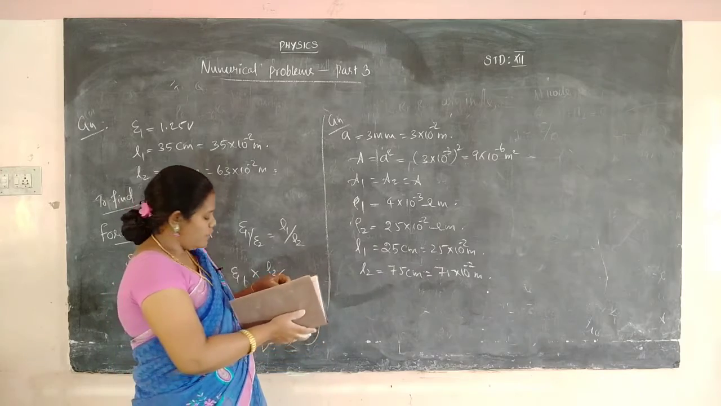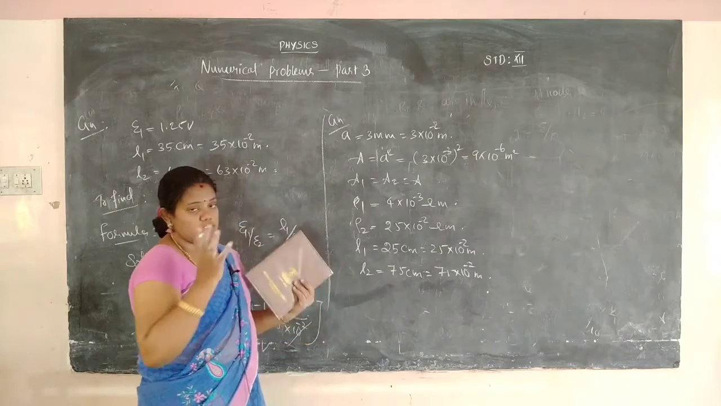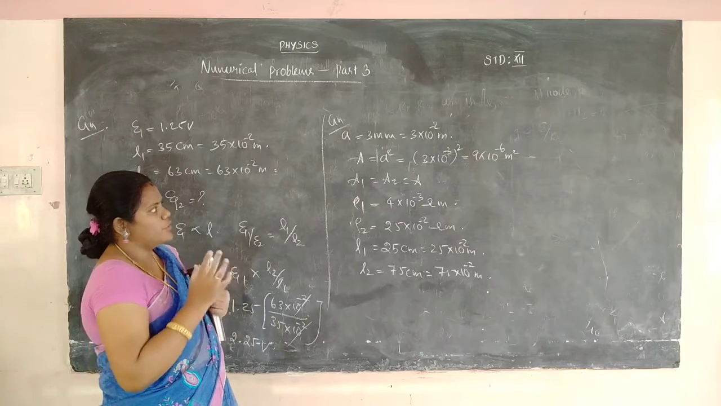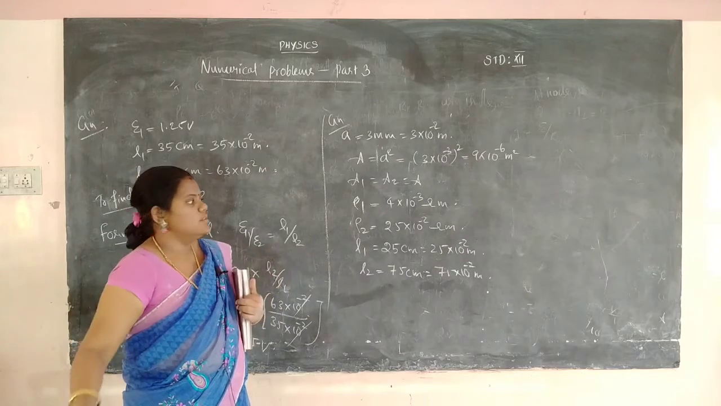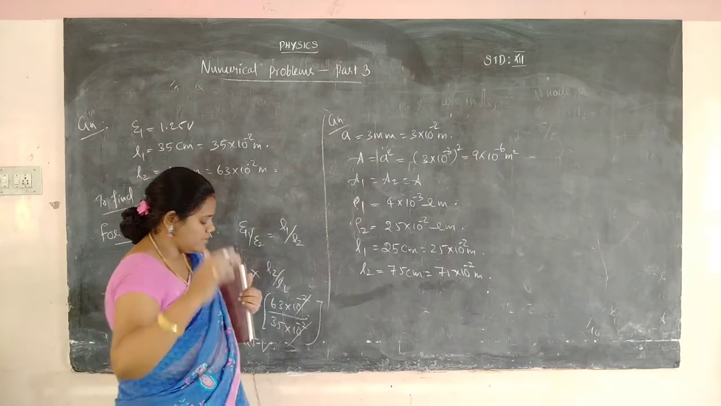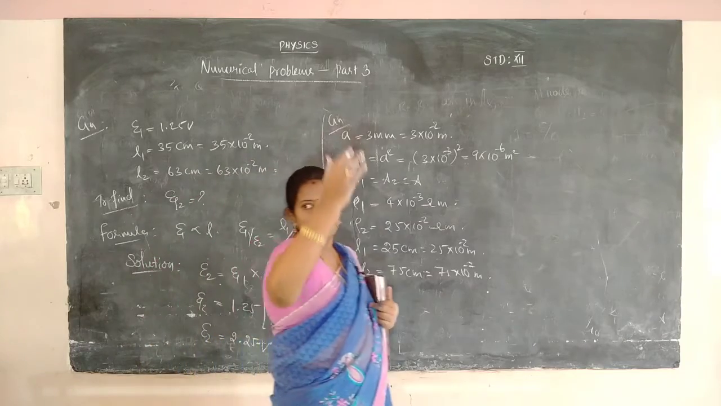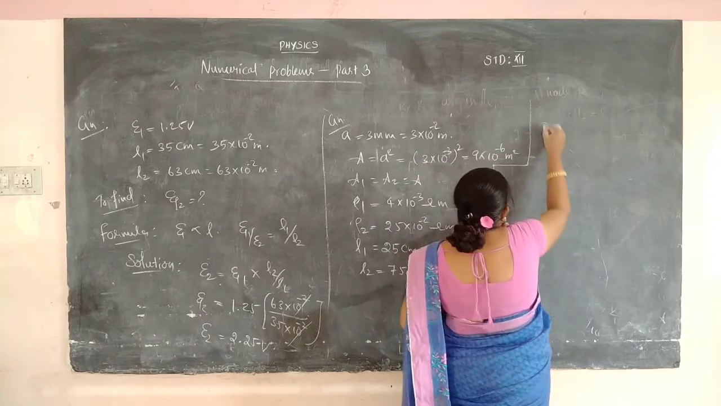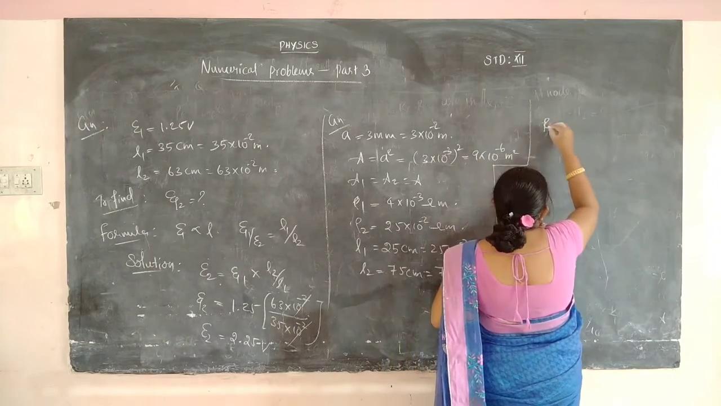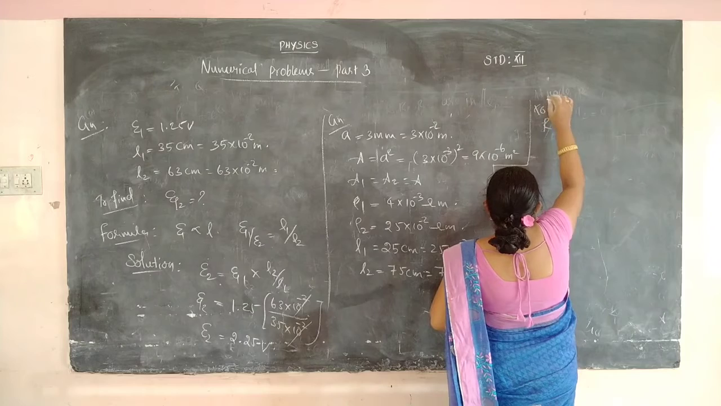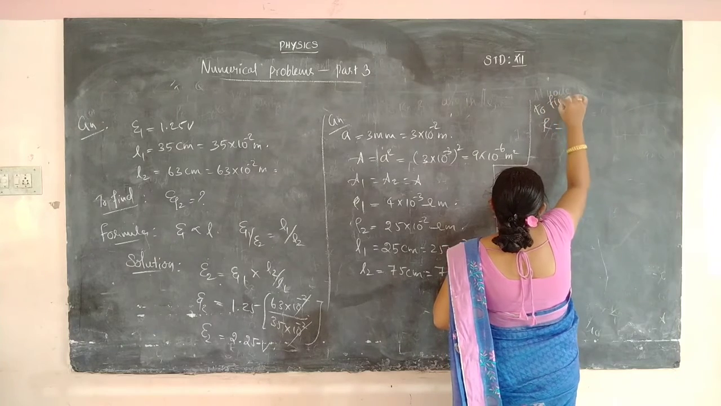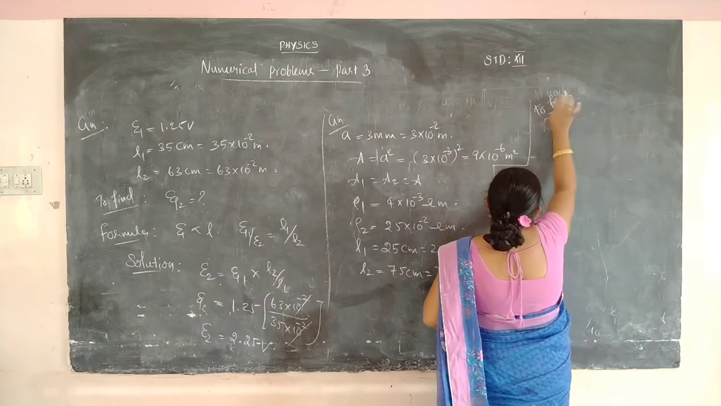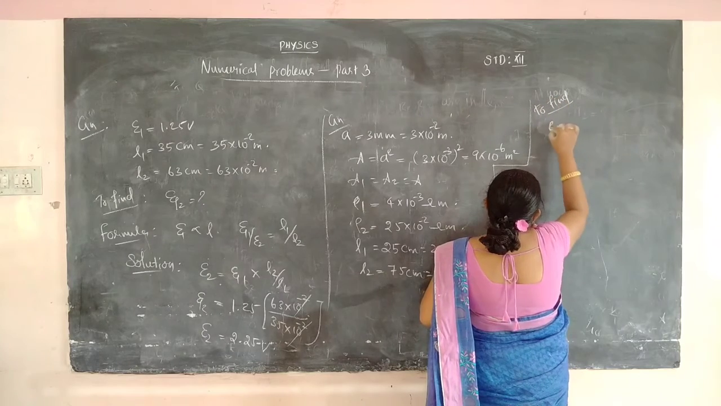Okay, so we want to calculate the total resistance of the circuit, the total resistance of the material. So we can easily find out the total resistance of the material. Total resistivity of the material we want to find out. So total resistance, capital R, what is the formula to find it? What will we find out now? Resistance of the material, resistivity of the material.